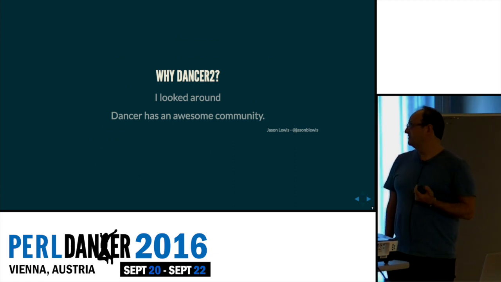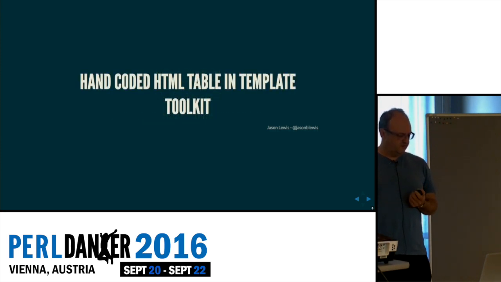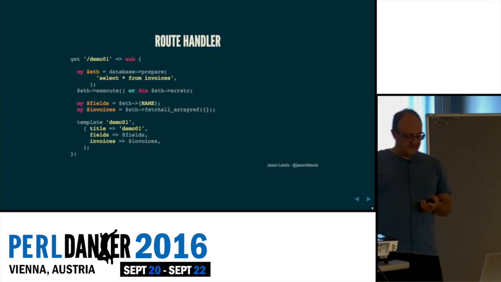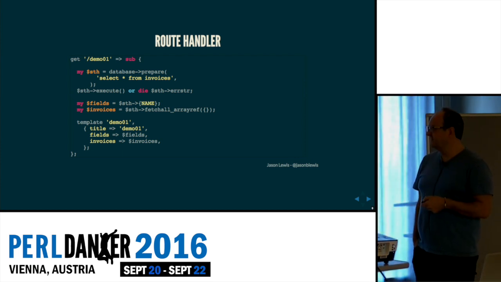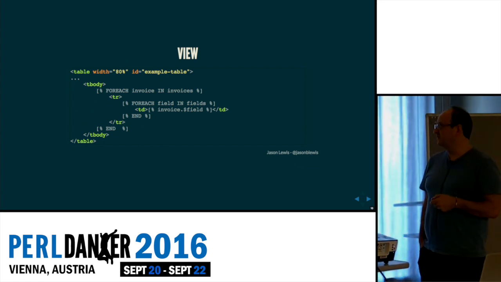So why did I choose Dancer2? I looked around and tried a few web frameworks. The Dancer community seemed to be really good, so I thought I'd just go with that. It seemed great. So the first thing I did was just hand coding tables in Template Toolkit. I just made a route, selected data from a database and fed it into a template like that. And then in the template, just step through and build an HTML table.